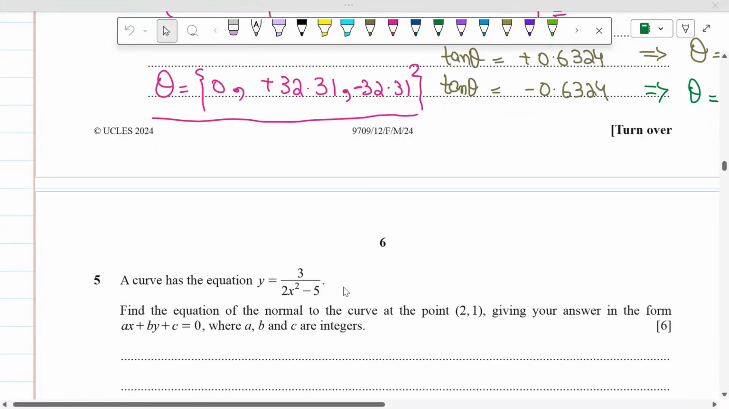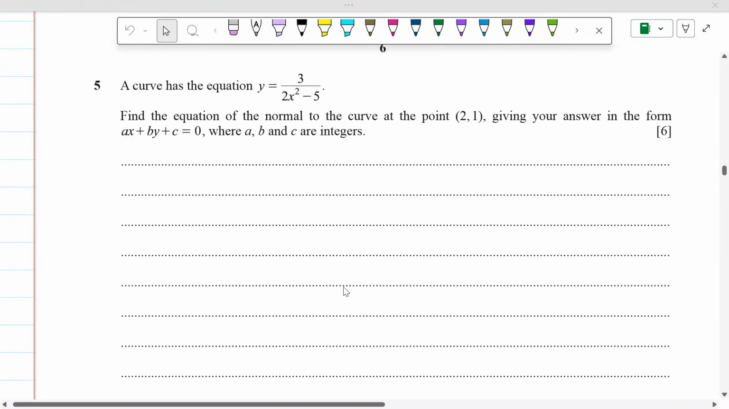Okay, let's move to question number 5. The curve has the equation y equals 3 over 2x squared minus 5. Find the equation of the normal to the curve at the point (2, 1), giving your answer in the form ax plus by plus c equals 0, where a, b, c are integers.